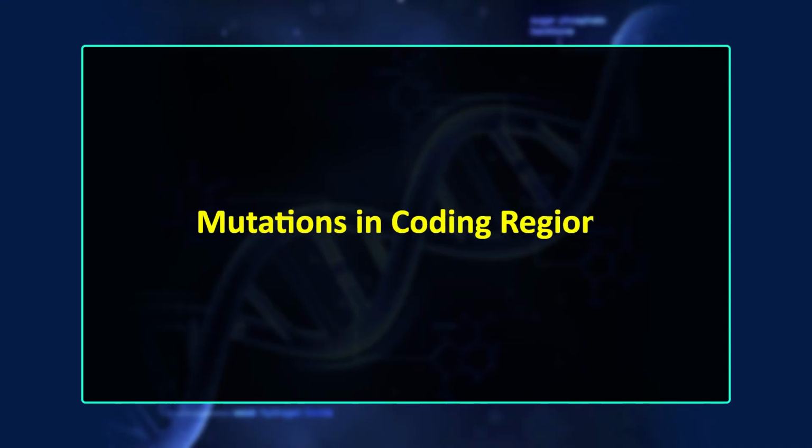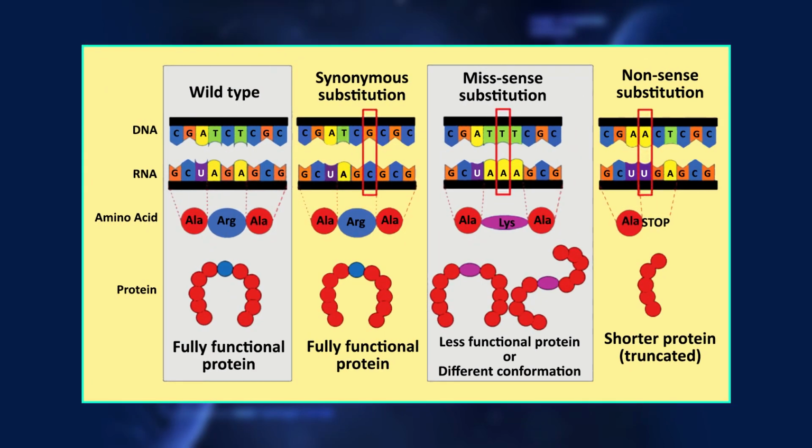Let's now discuss the mutations in the coding regions. Mutations in the coding region can have very diverse effects on the phenotype of the organism. While some mutations in this region of DNA or RNA can result in advantageous change, others can be harmful and sometimes even lethal to an organism's survival. In contrast, changes in the coding region may not always result in detectable change in the phenotype.